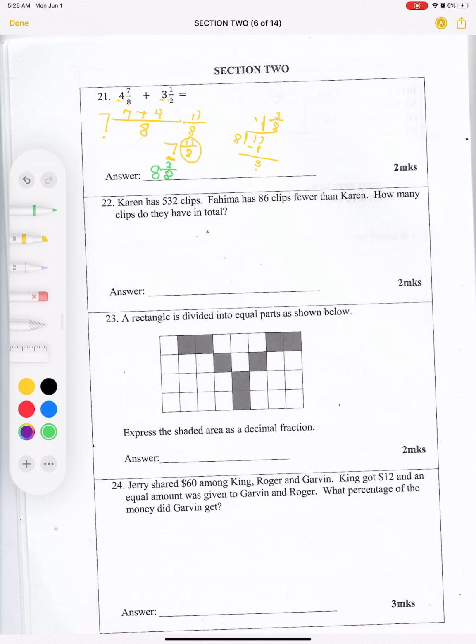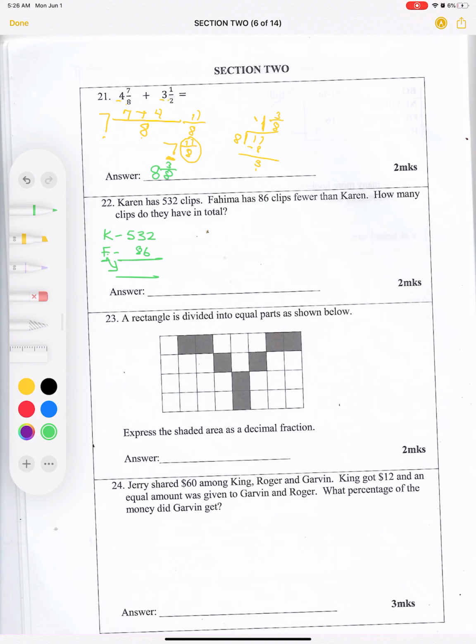Wonderful. Karen has 532 clips. Fahima has 86 clips fewer than Karen. How many clips do they have together? So Karen has 532. Fahima has 86 less. So that's 532 take away 86. Fahima does not have 86, eh? So let me point to this here.